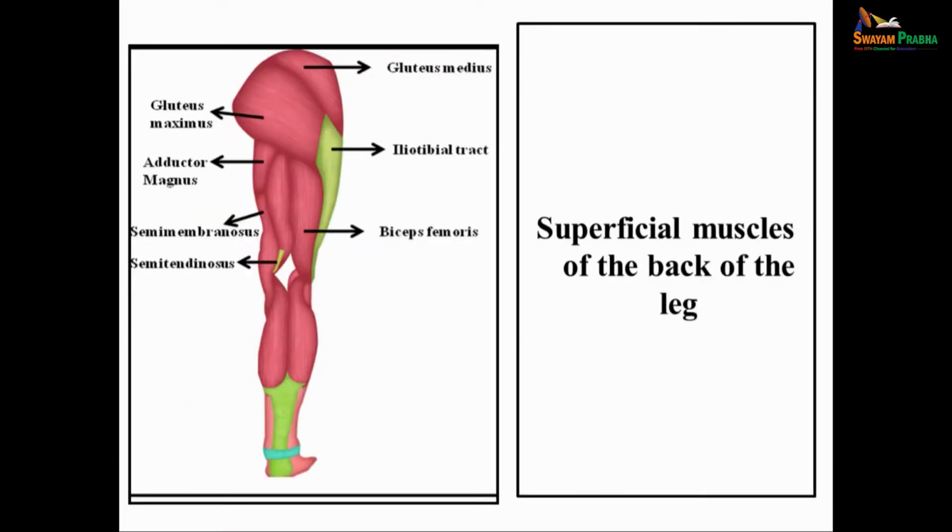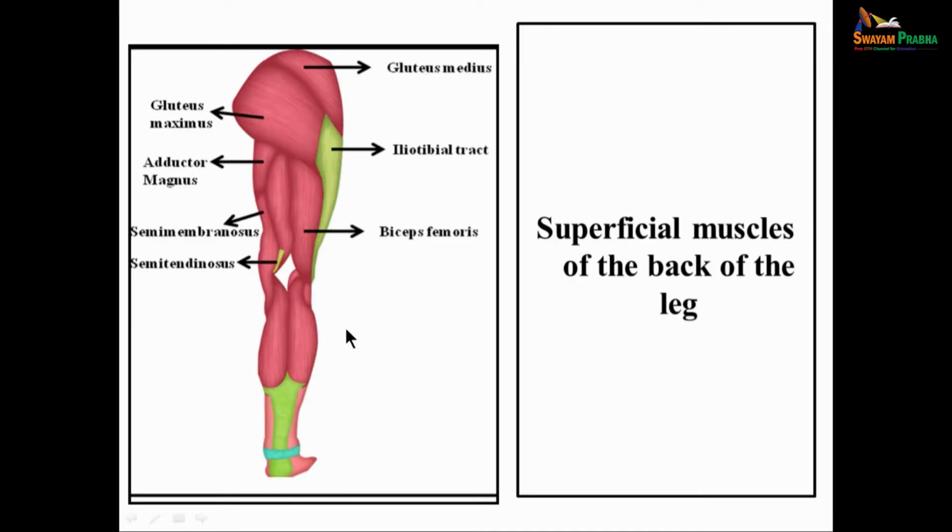So what we have so far learnt is the different muscles at the back of the thigh: the adductor magnus, the semimembranosus, the semitendinosus, and the biceps femoris. Now, let us see some of the muscles of the back of the leg.